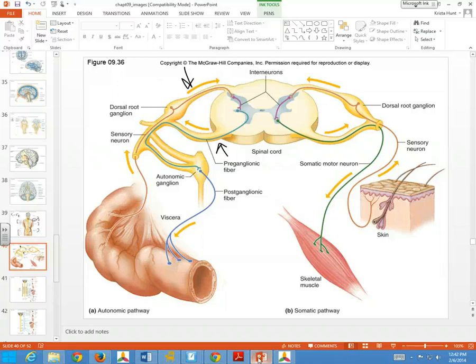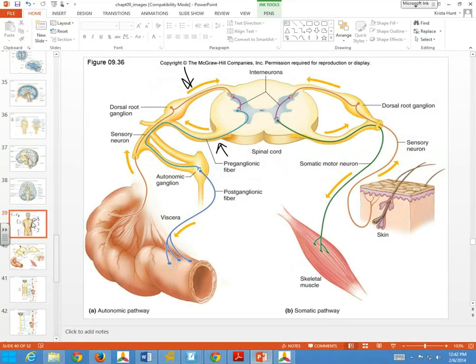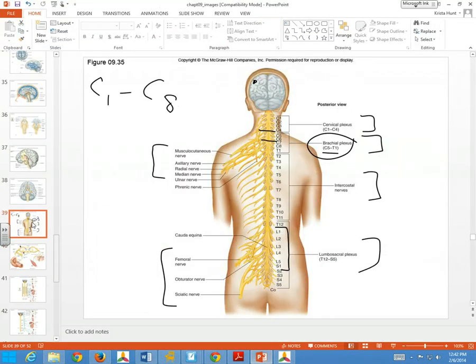Any questions about these things, my friends? The plexuses we've already talked about briefly. What you need to know about them is simply what I have written here. Plexuses are spinal nerves combining and then recombining to form these networks instead of continuing directly to the peripheral body parts. Why do you think this is a good idea? Let me put this picture back up here so you can see all these different plexuses.